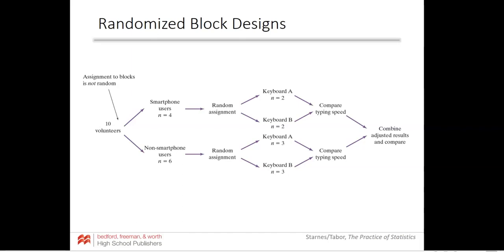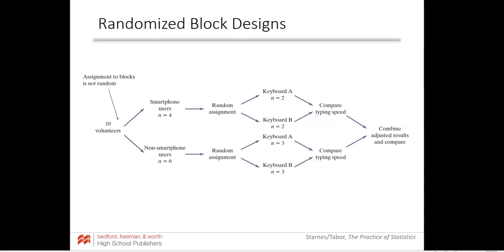Then within each block, you randomly assign the 2 treatments. In this case, 2 different types of keyboards, so keyboard A and keyboard B. So those are randomly assigned, and those should be approximately even. If it's an odd number, they're not going to be exactly even, but you want to get those approximately even.